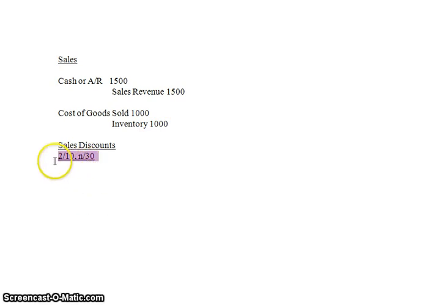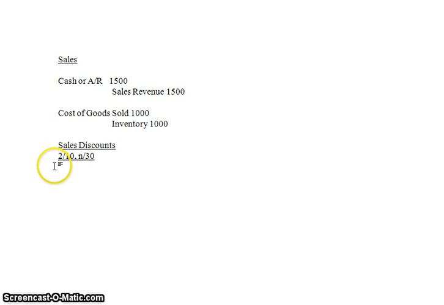These are terms that I have given to the people buying the products from me, because what I'm trying to do is entice them to pay me earlier. So what I'm offering here is a 2% discount on your bill if you pay me within 10 days. If you don't pay us within 10 days, then I expect the full balance to be paid to me within 30 days. That's what this means.